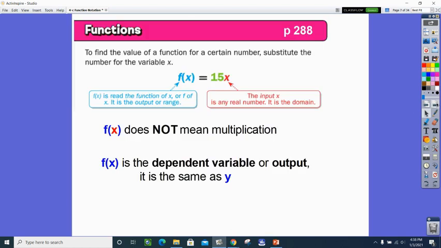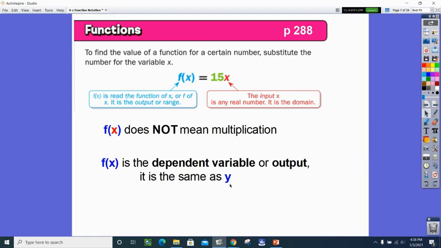So just to go over that again with some of the things I've been mentioning, in your book on page 288, here is a function rule. They're using f of x. It's read as function of x or f of x. It's not multiplication. And the x is going to be our input. You can put any real number. This is going to be our domain. And what comes out is going to be our range, just like we've been talking about. F of x is the dependent variable or the output, and it's just a different name for y.